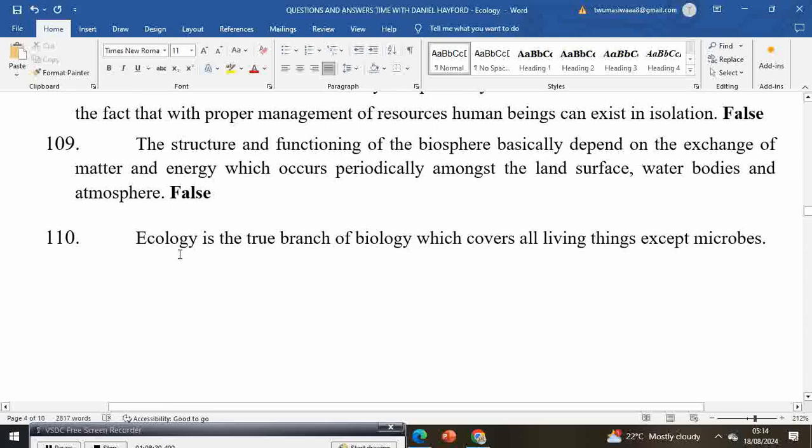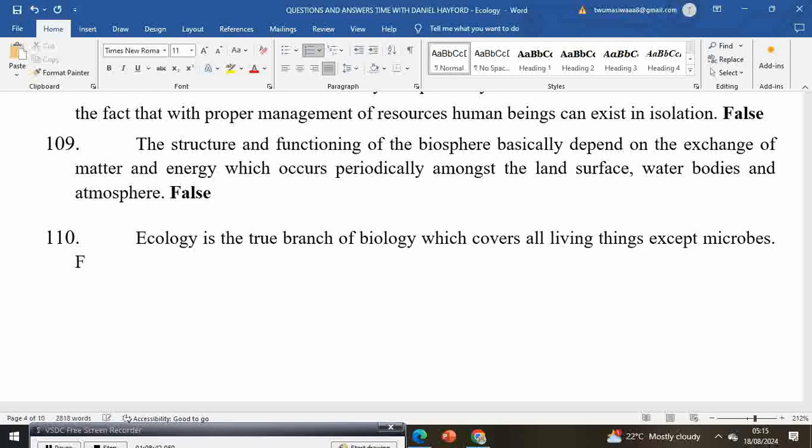And question number 110. Ecology is the true branch of biology which covers all living things except microbes. This statement is false. Ecology deals with all living organisms and their interactions. So it means that the statement is false.